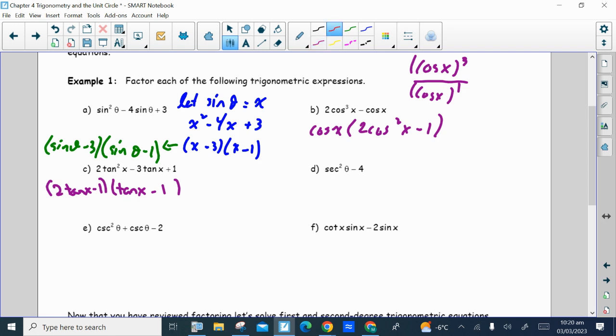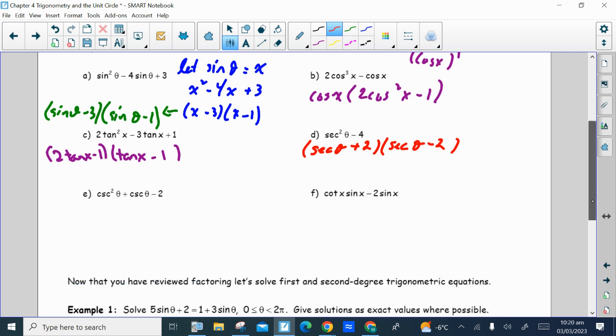Question D is an example of difference of squares. You got a binomial. There are two terms there. Both terms are perfect squares with a minus sign in between. So remember, to factor difference of squares, you always get conjugates, same two terms, opposite signs in between. The square root of sec squared theta is the secant of theta. The square root of 4 is 2. One's a plus, one's a minus. You could have the minus in the first bracket and the plus in the second. It doesn't matter. That's difference of squares.